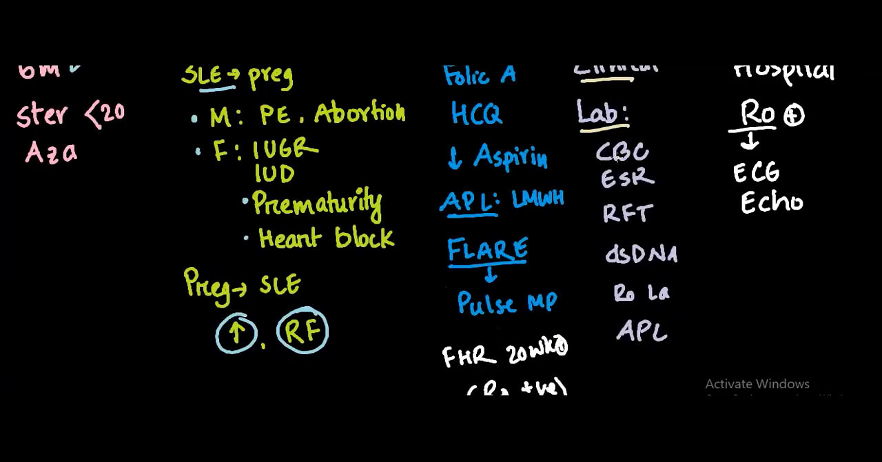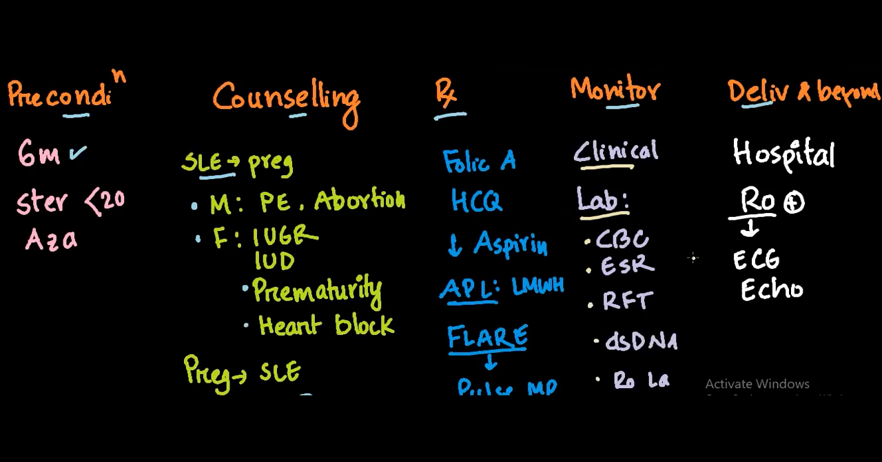The lab monitoring includes the classic CBC, ESR, renal function test, including the urine protein, creatinine, electrolytes, dsDNA antibody, anti-Ro and La antibody, and antiphospholipid antibodies. And how to treat the patient? So first of all, give folic acid from the beginning of the planning of conception, 5 milligram folate every day.